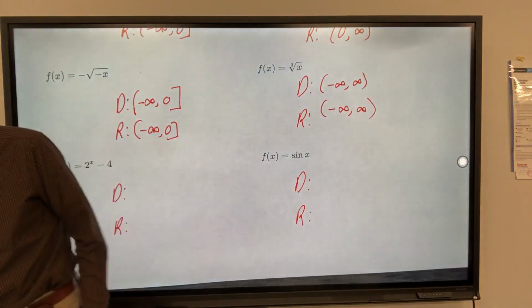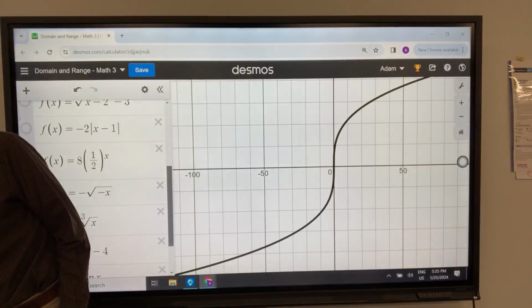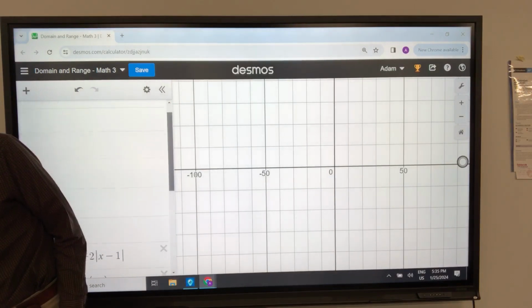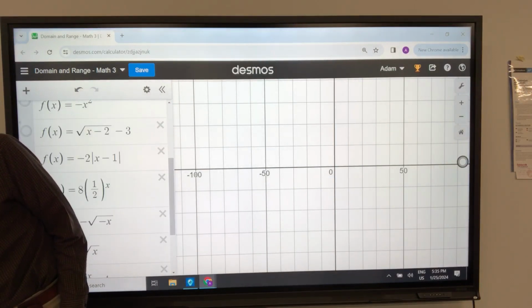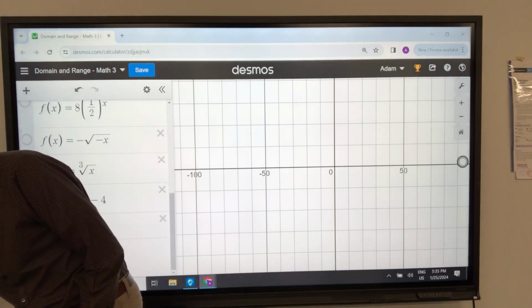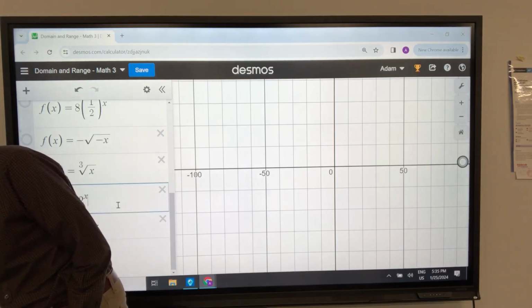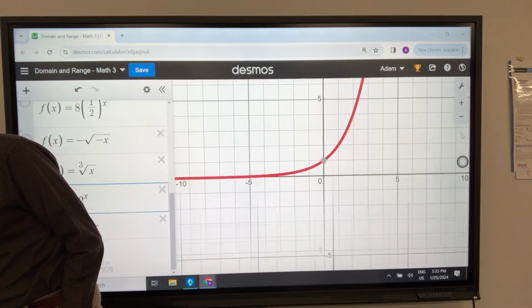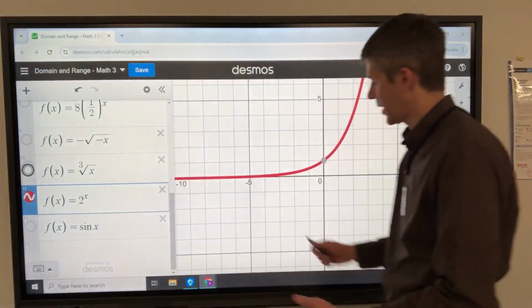Okay, 2 to the x minus 4. This one is quite tricky, and I'm not a big fan of this problem. Oh my goodness, what's happening? Trying to scroll, it's not working for me. Here it goes. 2 to the x minus 4. Actually, let's go ahead and do 2 to the x. I'm just going to pretend like it said 2 to the x, and we're going to stare at that first. So this is 2 to the x.